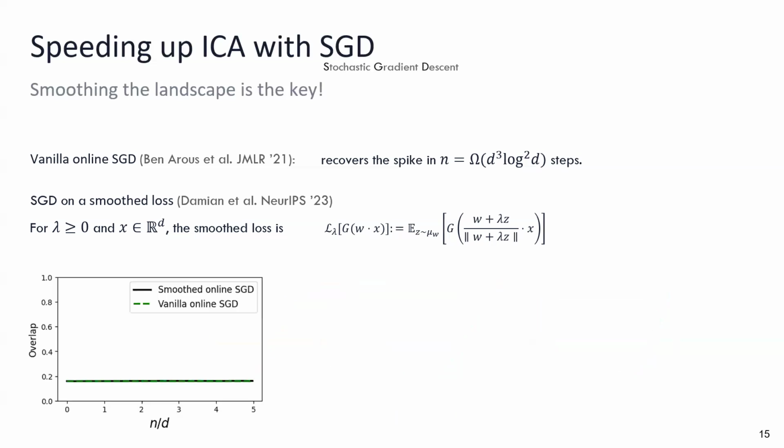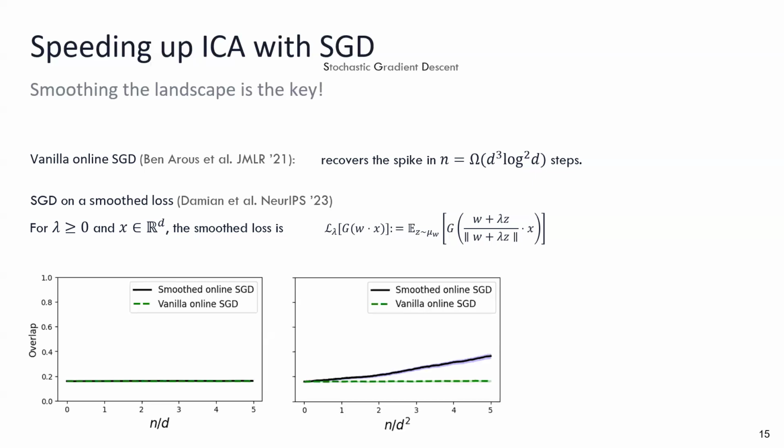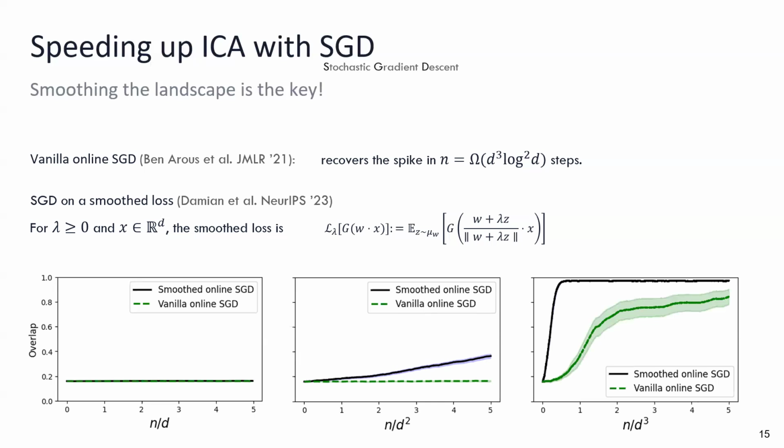And this is why we managed to improve the sample complexity. Okay, so the linear case is still 0, but this is what we expect because this is a polynomial time algorithm. So at linear time, you should learn. Here instead, we have a quadratic number of samples, and we see that the smooth version learns, and the other one doesn't learn. So the vanilla one doesn't learn. And then at cubic sample complexity, the smooth one goes to 1 super fast, and the other one learns. So this is exactly what we expect.